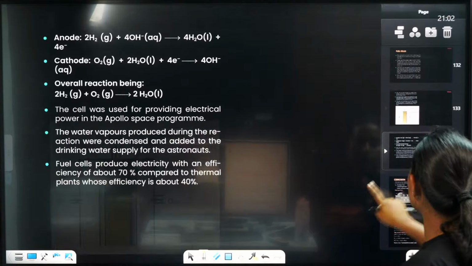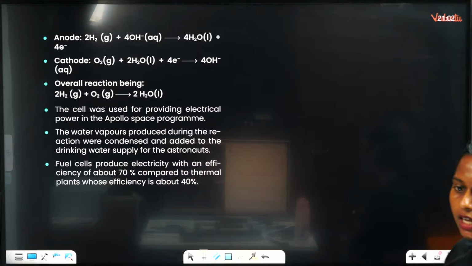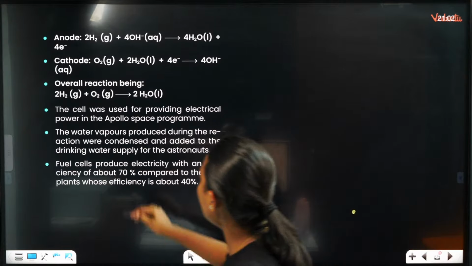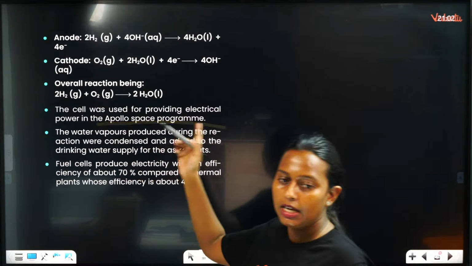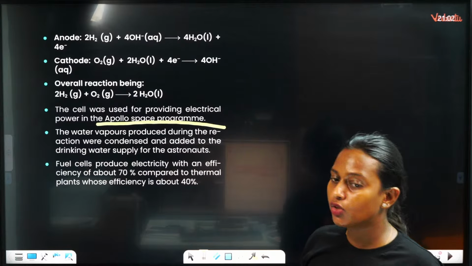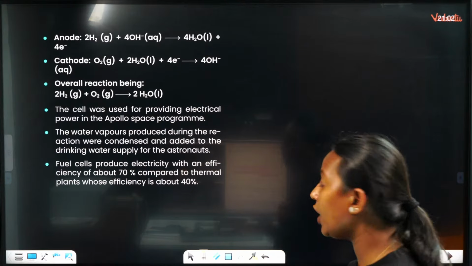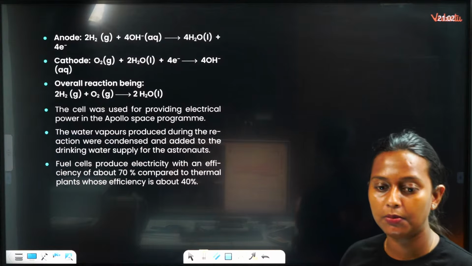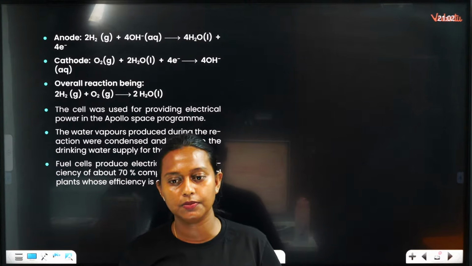So here you will get reactions, and all the reactions are important. It provided electricity in the Apollo space program, normally from this. So this is actually very important. I hope it's clear. Any doubts?